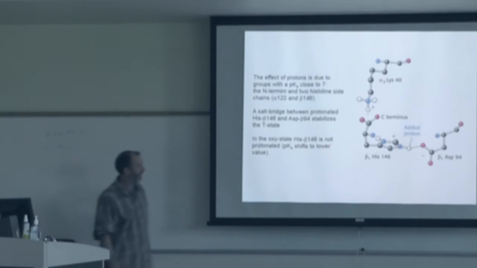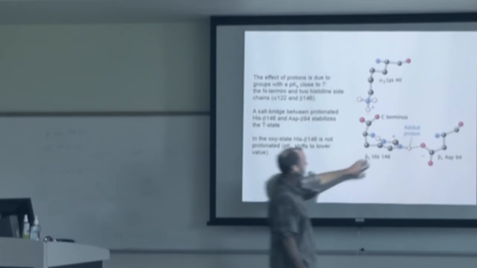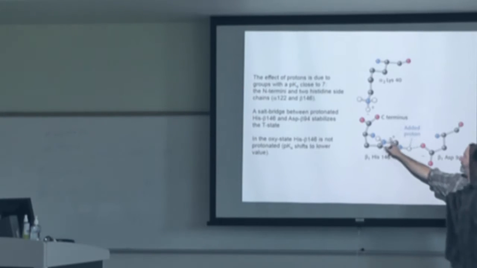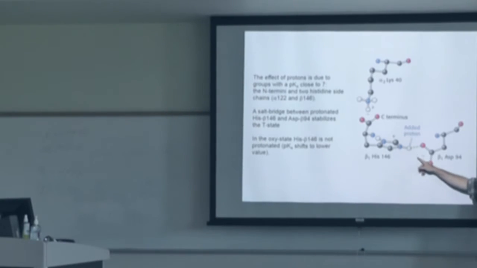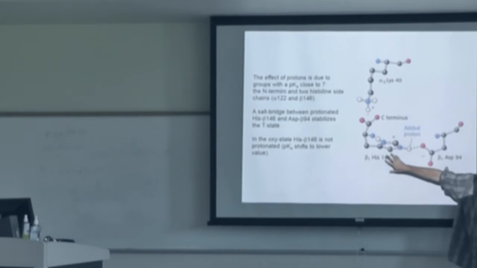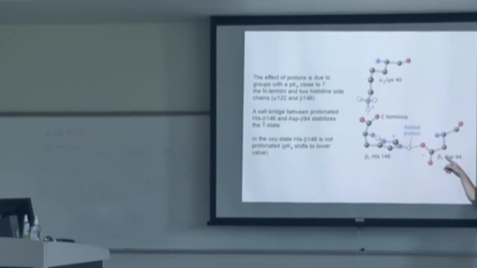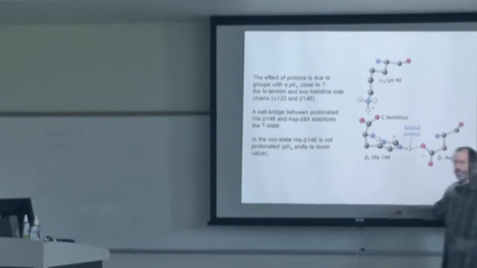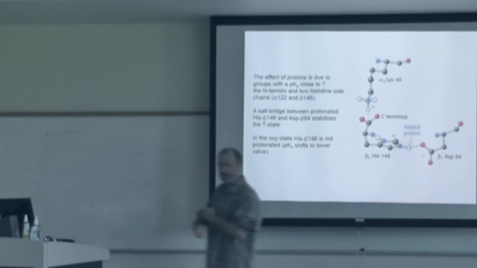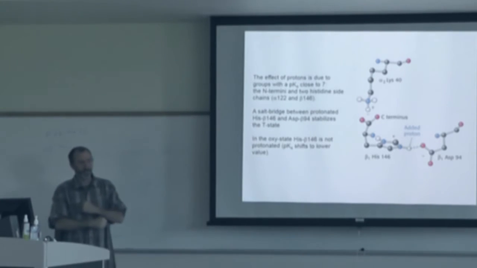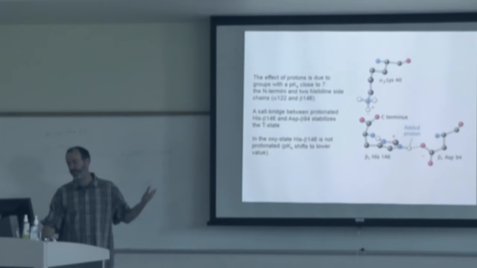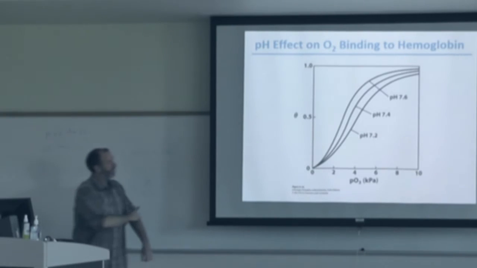This shows you where you get that added proton. So here you have a histidine. With the proton added, it gives this a positive charge, so it's able to form this salt bridge between beta-1 histidine and beta-1 aspartic acid, stabilizing that in the tense state, making it more stable.